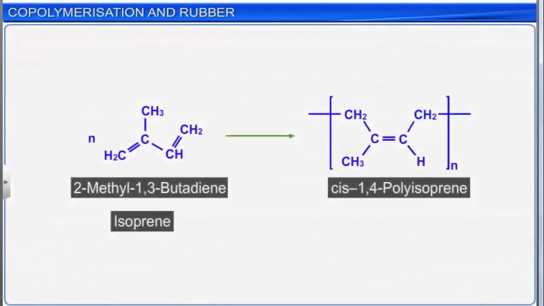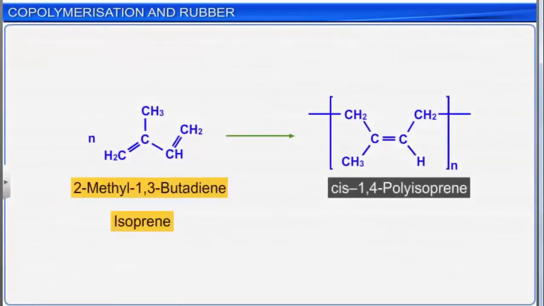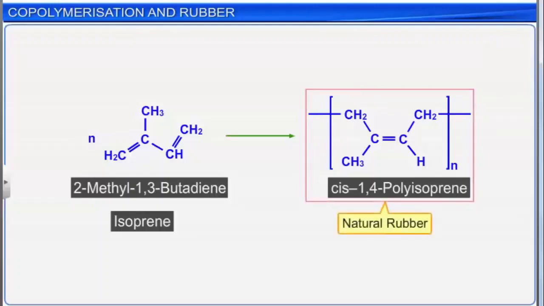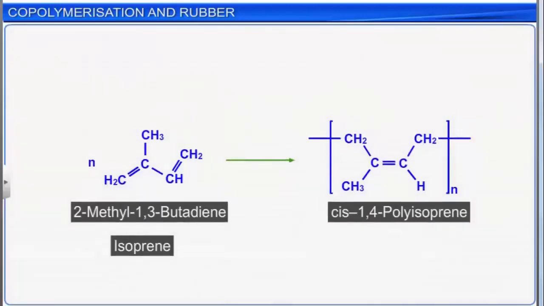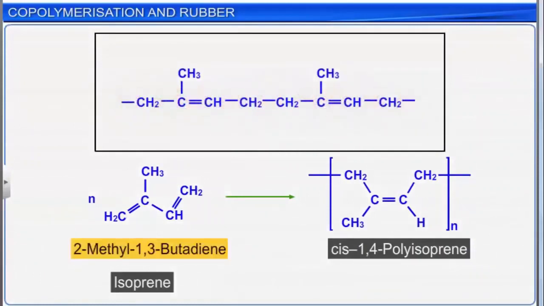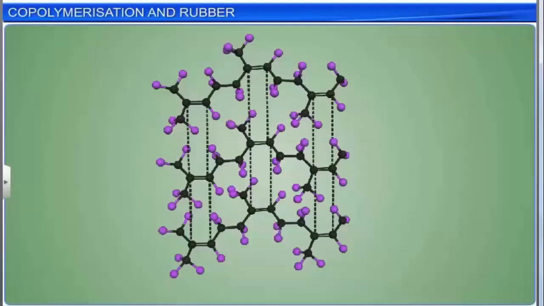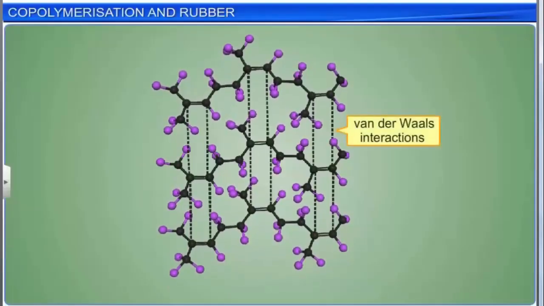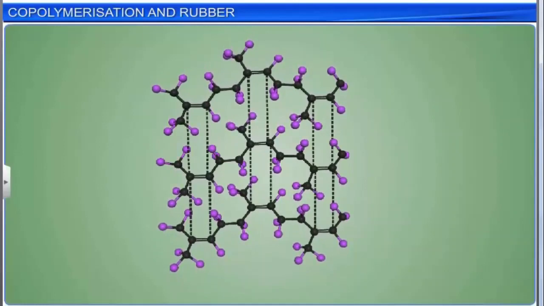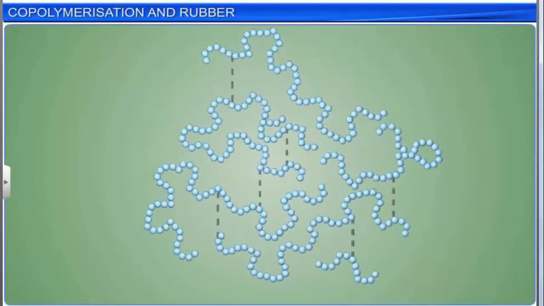Isoprene, 2-methyl-1,3-butadiene, polymerizes to form cis-1,4-polyisoprene, which is natural rubber. Thus, natural rubber is a linear polymer of 2-methyl-1,3-butadiene. The chains are held together by weak van der Waals interactions, and hence it is elastic and non-crystalline. The polymer chains form a coiled structure.